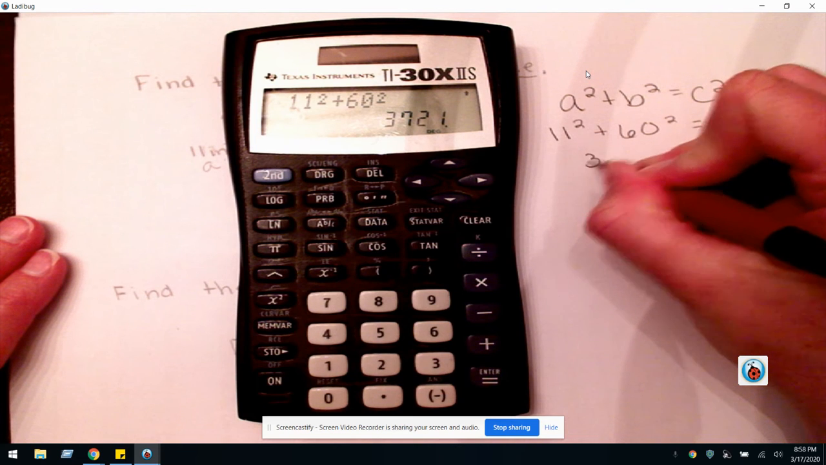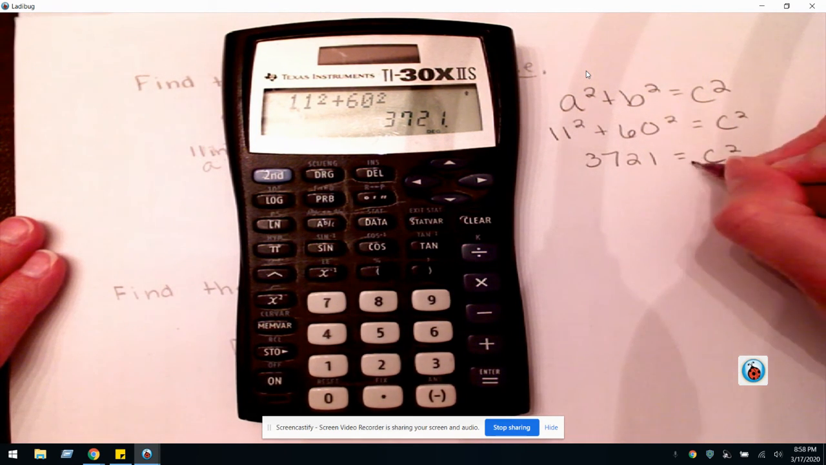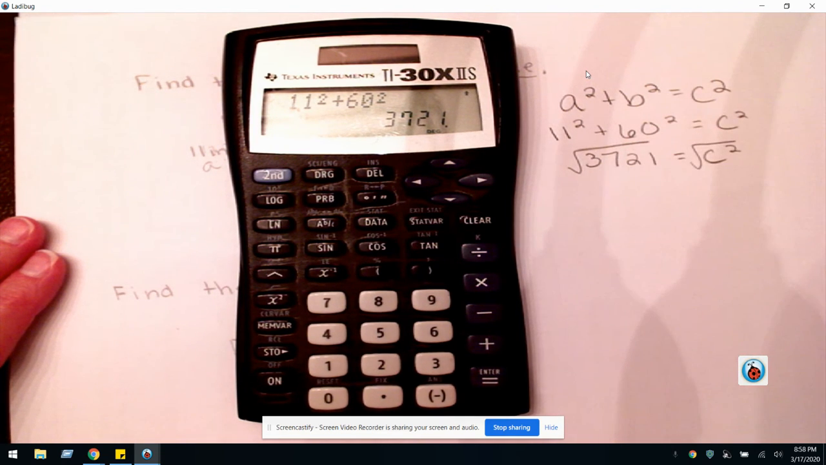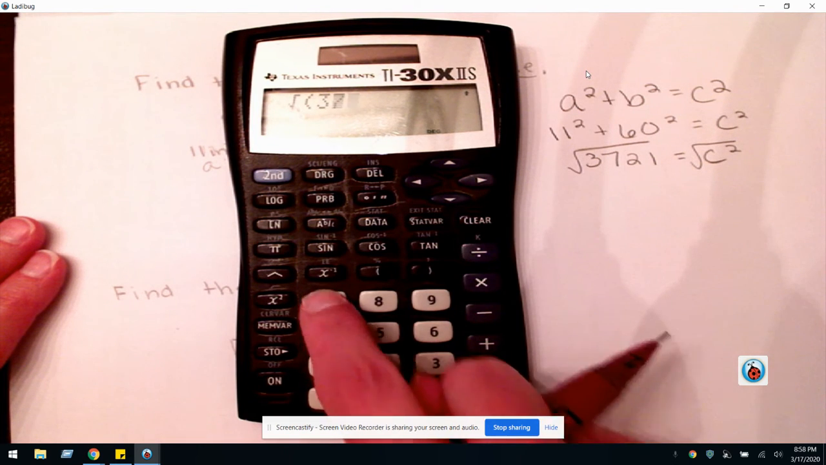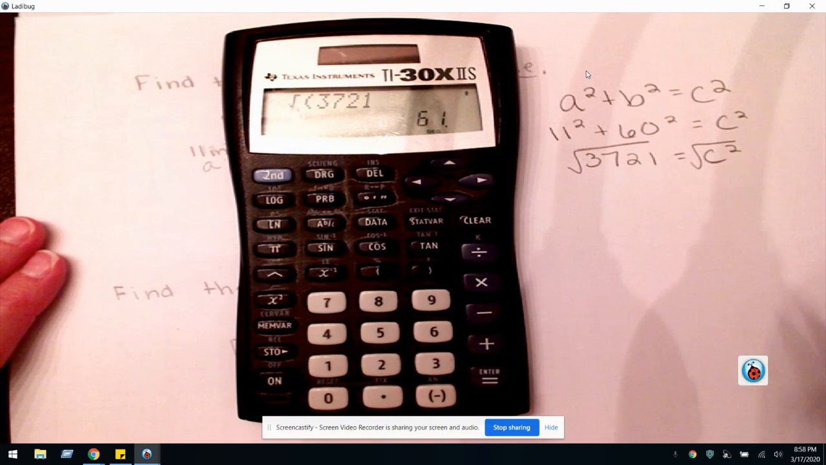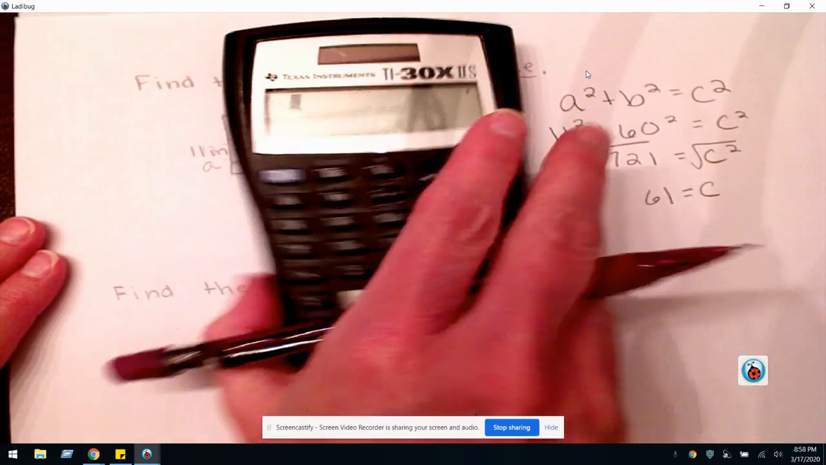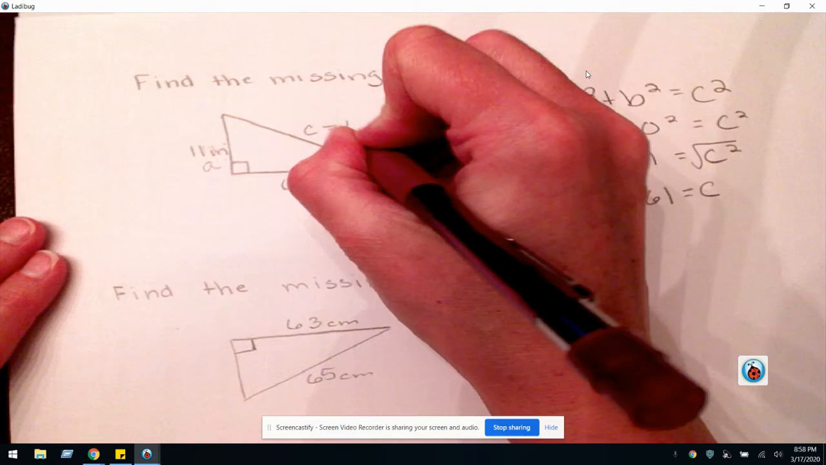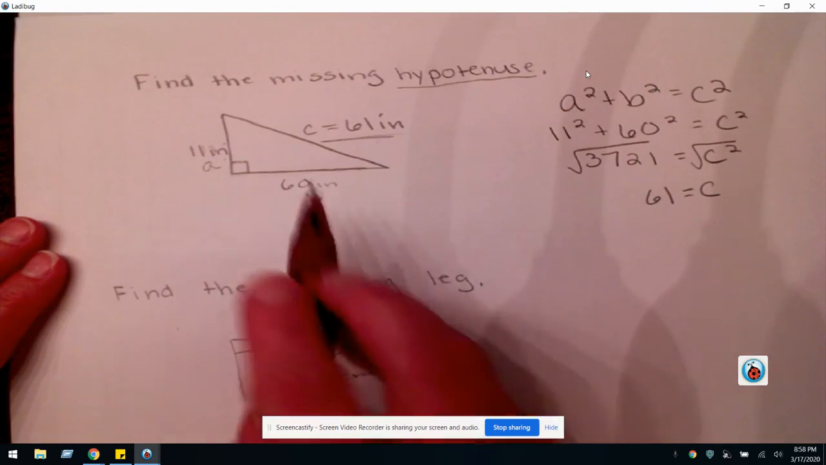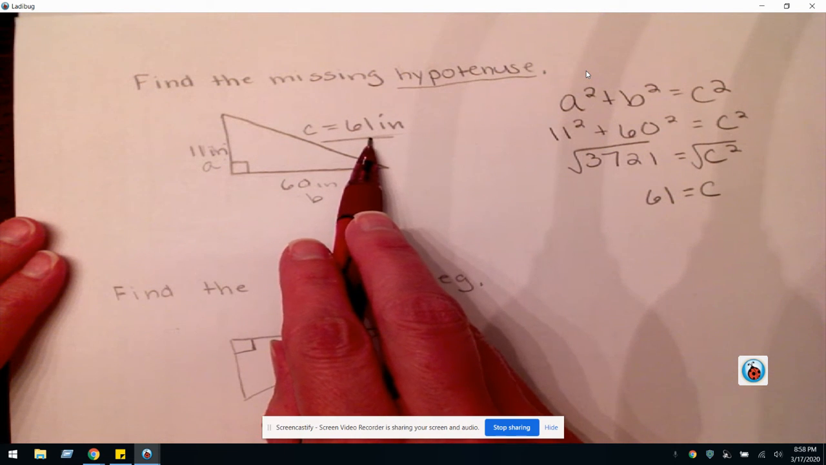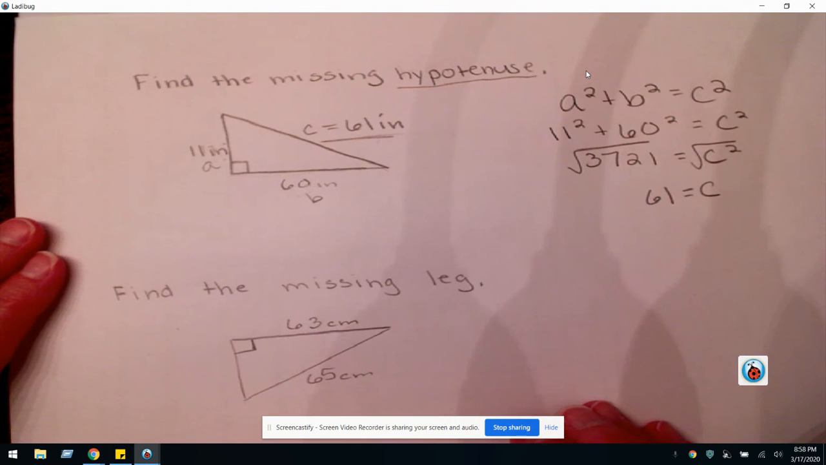I've got 3,721 equals C squared. The last step, no matter what problem you're doing, is you are going to square root it. So I do the square root of 3,721 and you get 61. So that means that C is 61 inches. We just found our missing side length, and we want to check, is it the longest? Yes, it is, which is good because the hypotenuse should always be our longest side.